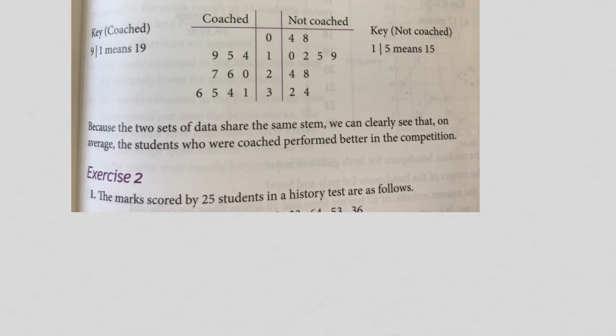So there's the key. It says 9-1 means, and notice how they've shown it the way that it's written on the table. So they're saying 9-1 means 19, and they should say what it means. It should be: it means a score of 19 for the maths test. Please just be really thorough. And then over here, 1-5, which they're referring to, means a score of 15 for the maths test, right?